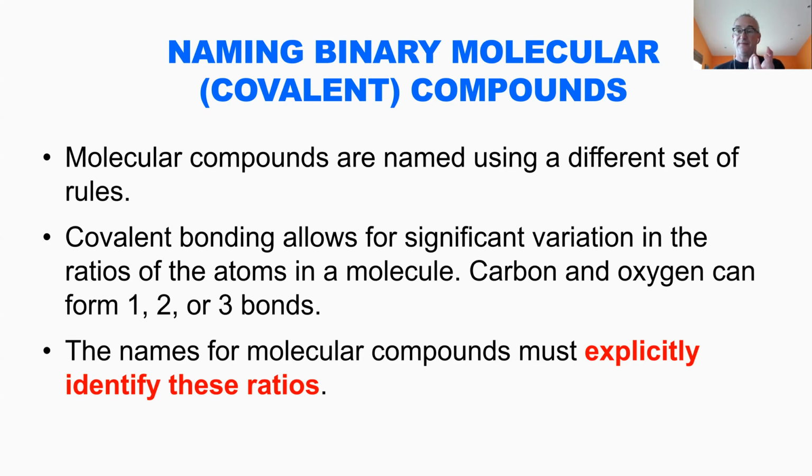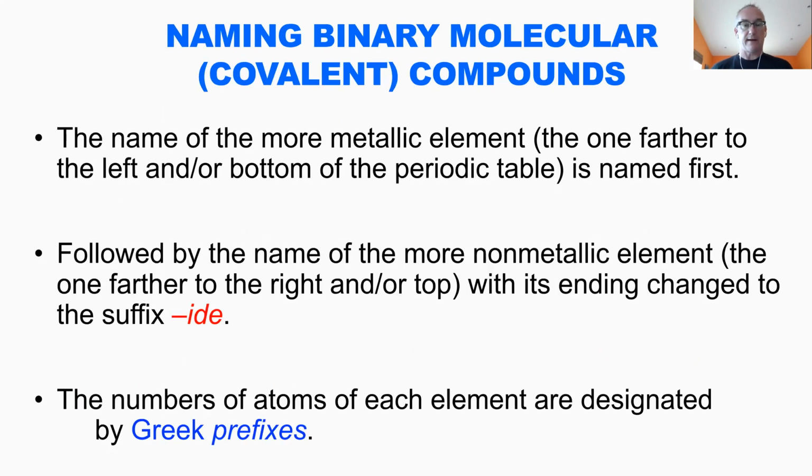So if I give the name of a compound that has these nonmetals that can share electrons in different ways, you have to say exactly how many atoms are in a particular molecule, because carbon oxide can be a lot of different things. Nitrogen oxide can be a lot of different things. So you have to say specifically what it is. So how do you name those?